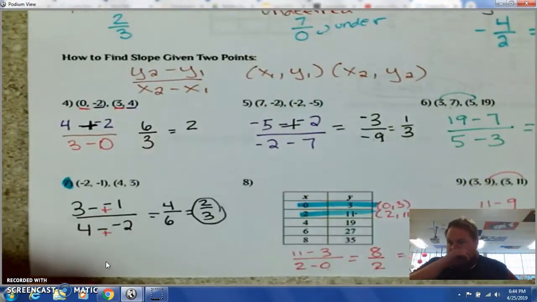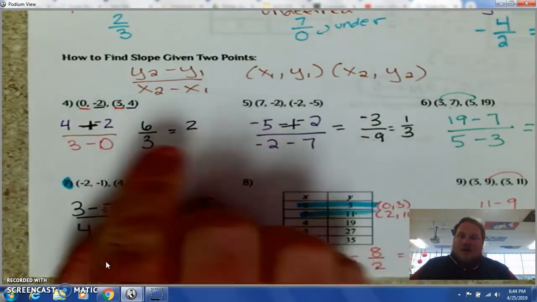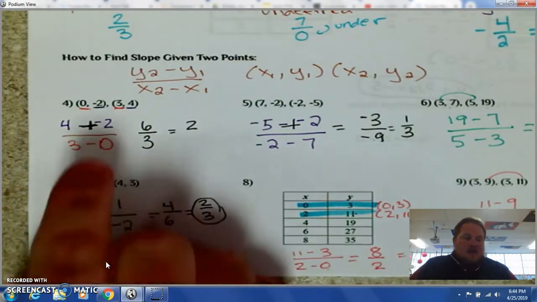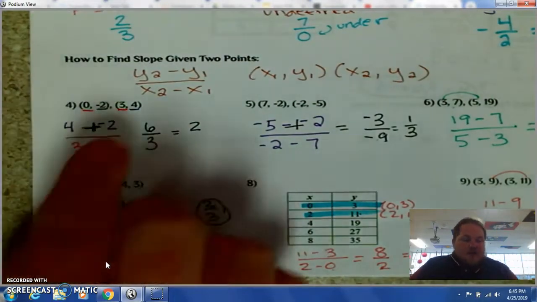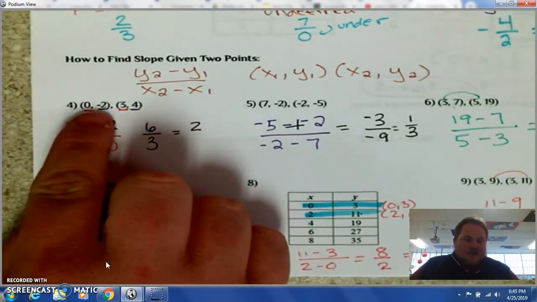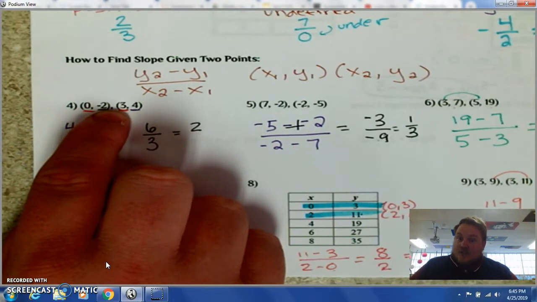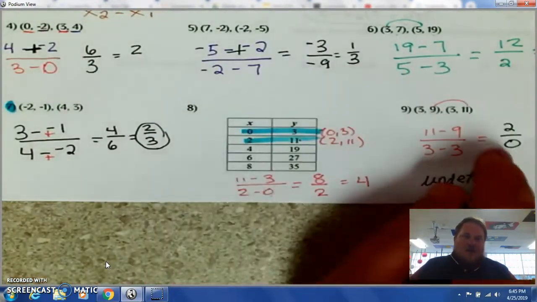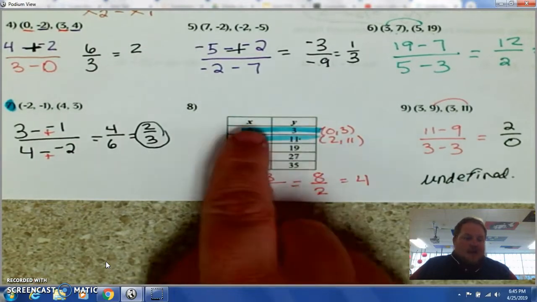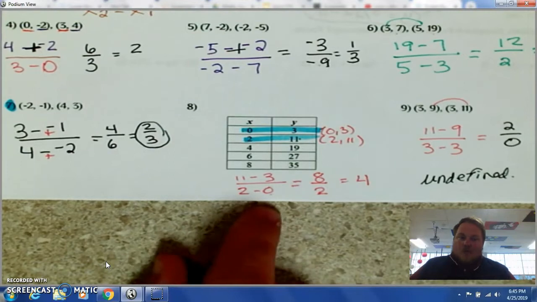We also reviewed how to find slope given 2 points. There's a formula: y2 minus y1 divided by x2 minus x1. It doesn't matter which coordinate you set as your x1, y1, you just have to keep it consistent. If this is x1, this has to be y1. It can't be x1 and then y2. And sometimes you have a table. Sometimes it's not in point format. In that case, you just pick 2 of the points on the table and put them into that formula.